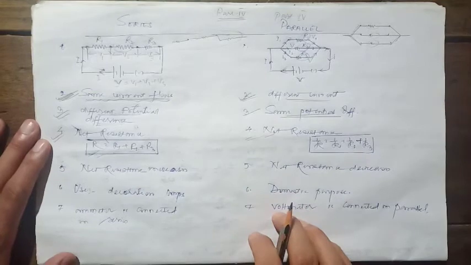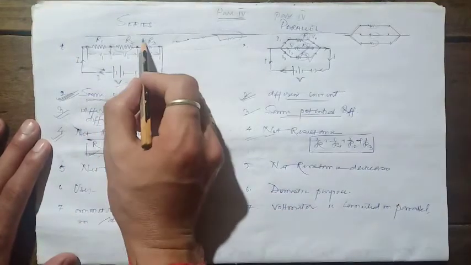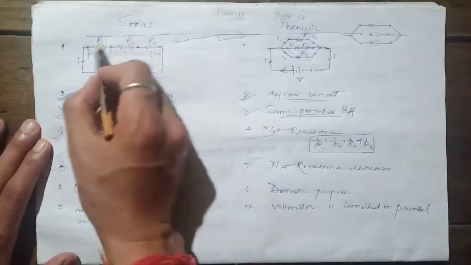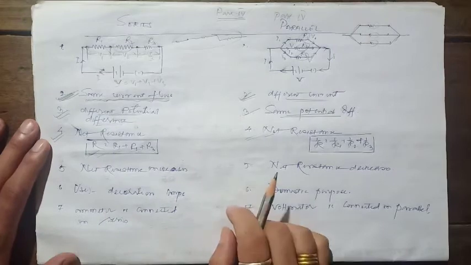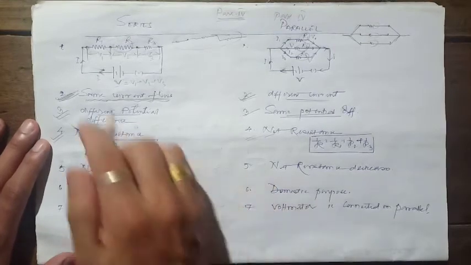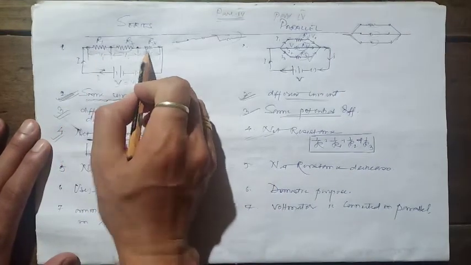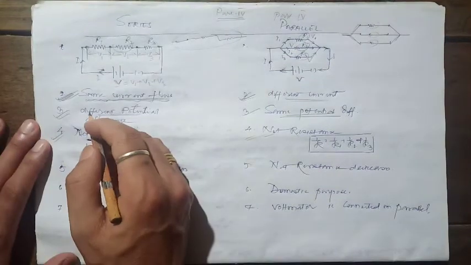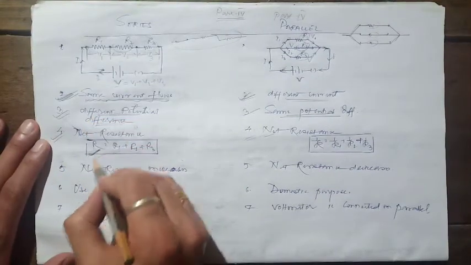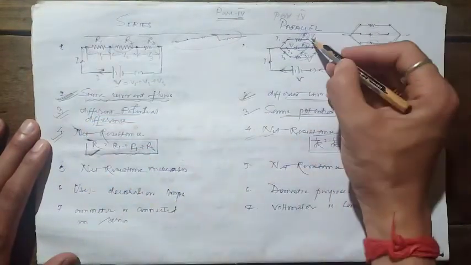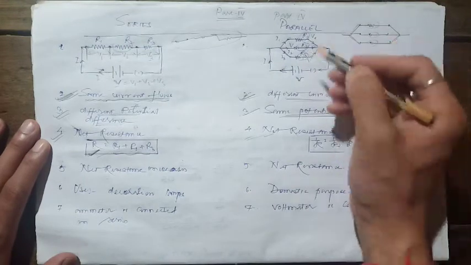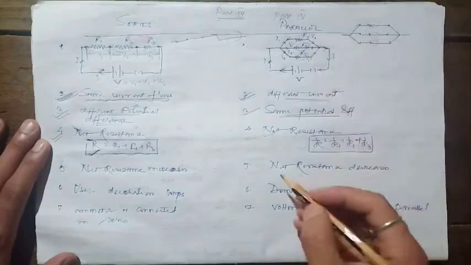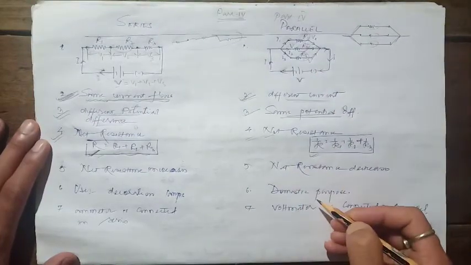Now students, what does net resistance mean? Suppose I want to replace these three resistors by one single resistance. I want to know what should be the value of that single resistance. That's what we mean by the net resistance. If I want to replace these 3 resistances by one equivalent resistance, then we will be calculating the net resistance by this formula. Similarly, if I want to replace these 3 resistors by one single resistance, that value can be calculated by this formula.